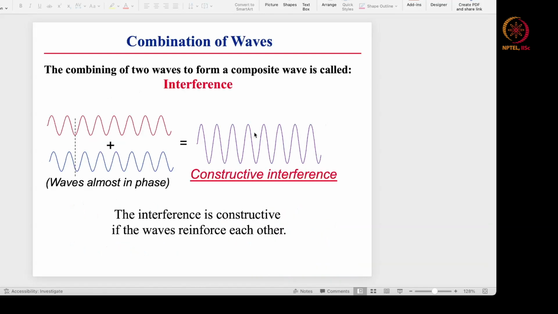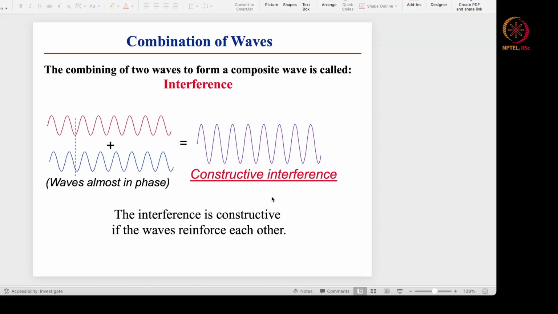Now, the combining of two waves to form a composite wave, in optical parlance, is called interference. Here you can see two waves, the red and the blue, which are almost in phase. There's a little bit of a phase jitter, as you can see. The result is what we call constructive interference, in which the waves reinforce each other. You had two smaller waves and they give rise to a very large wave. So this is constructive interference, and the phenomenon of combining two waves is called interference in general.